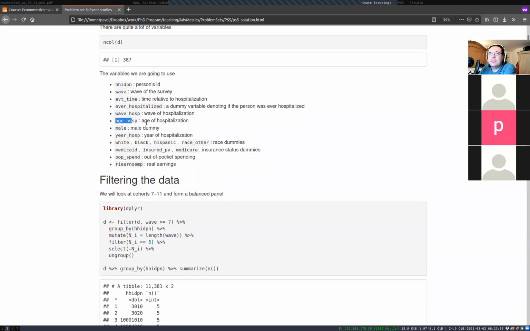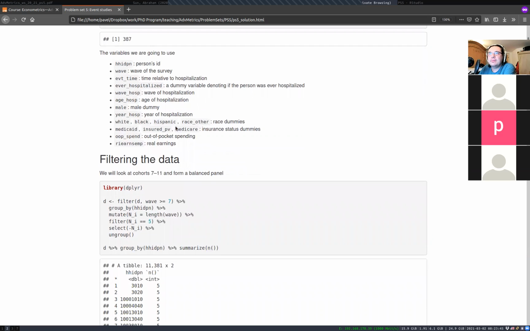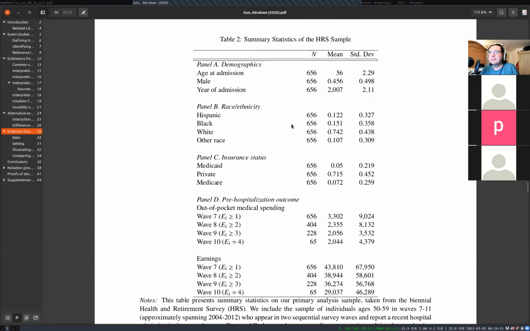So we have age at hospitalization. We have male dummies, year of hospitalization, and we have some dummies that denote race, different types of insurance, and our outcomes, out-of-pocket spending, and real earnings. And in our replication study, we're actually going to look at out-of-pocket spending, but of course, everything can be run for another outcome. And so these are variables from the same variables as in table 2 of the paper. And our purpose is, well, the first step is to filter a sample the same way the authors do, and to match the means and the numbers of observations they have in this paper and this table.